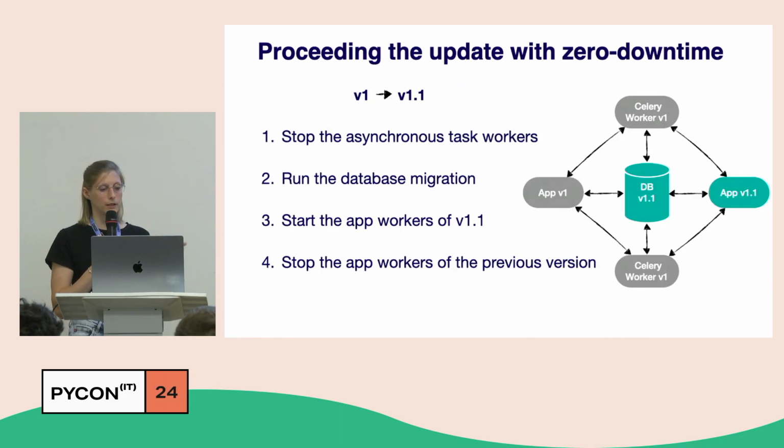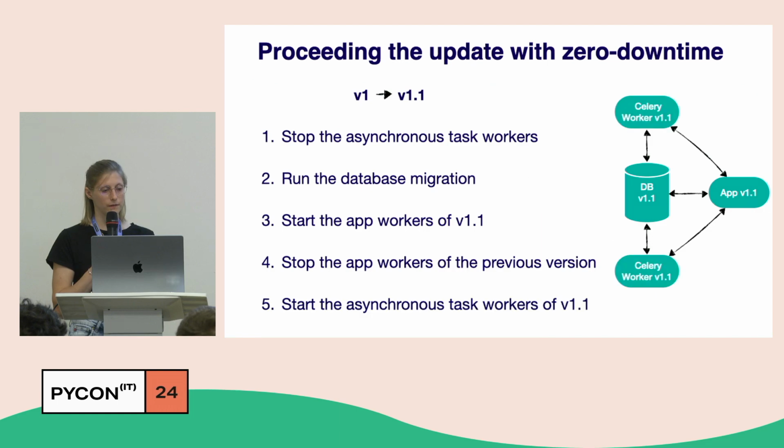So then in the next step, we should stop the app workers of the previous version, and finally, at the end, start the Celery workers to run the tasks delegated in the database migrations. So in our example, tasks in the background will fill in empty values for our new columns.